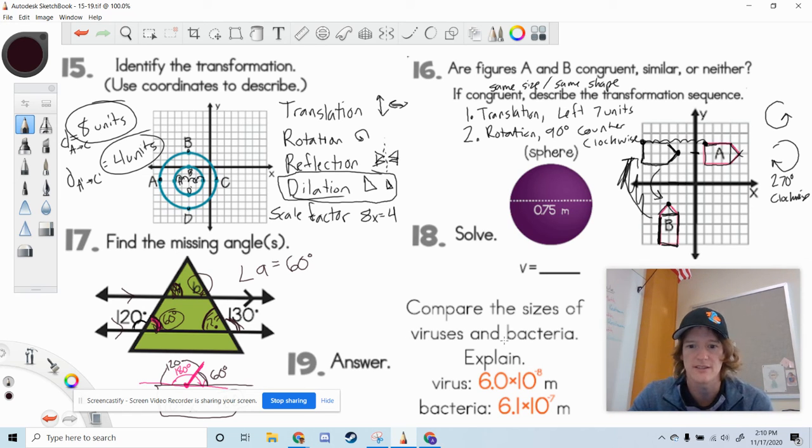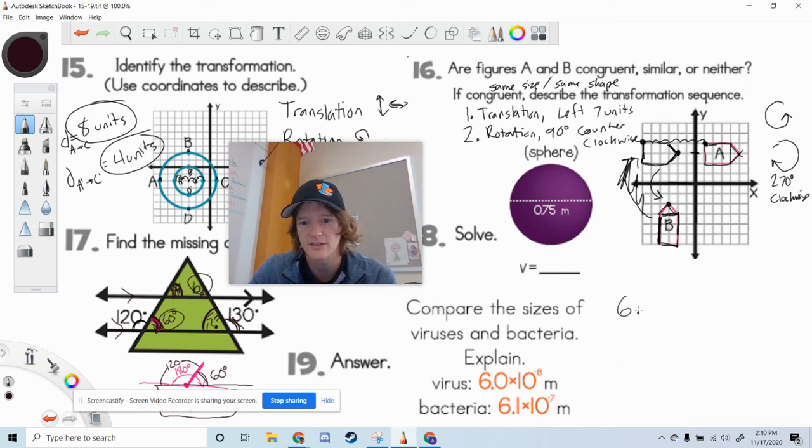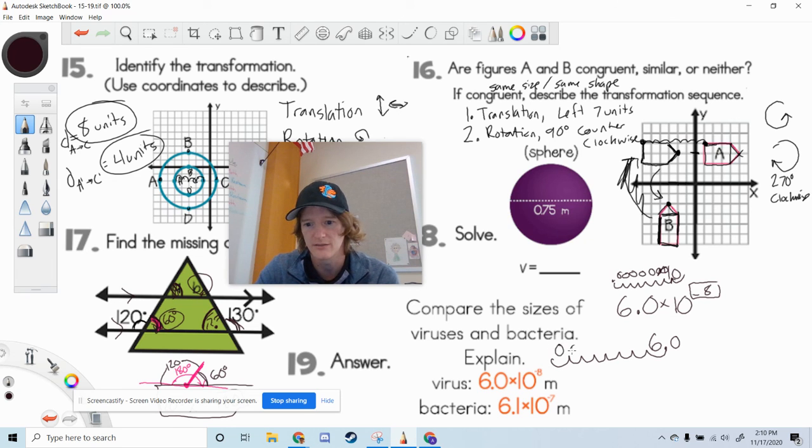Number 19, compare the sizes of viruses and bacteria. Explain. So we have two numbers here in scientific notation. We have 6.0 times 10 to the negative 8th, which means, well, 10 to the negative 8th, that's 10 to the negative 1 would be here, negative 2, negative 3, negative 4, negative 5, negative 6, negative 7, negative 8. It's a really small number. I think I put too many zeros there. But this negative 8 means I need to move my decimal to the left 8 times. So 6.0 will turn into 1, 2, 3, 4, 5, 6, 7, 8. 0.000000060.